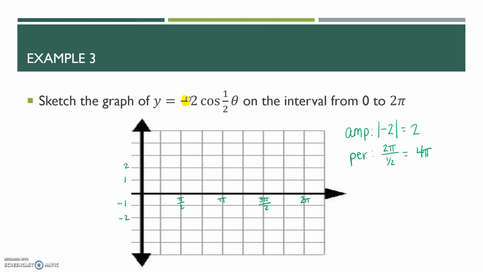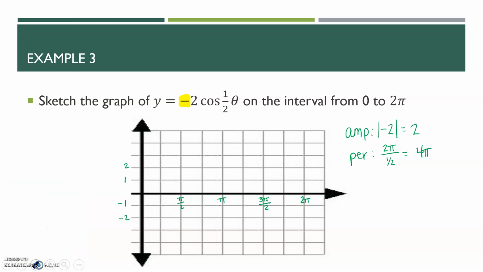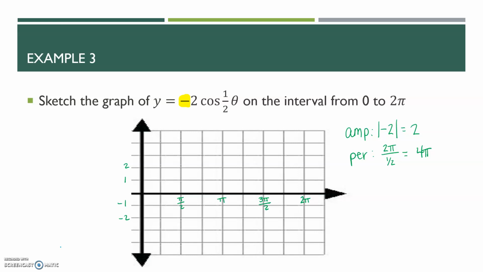And I see that there was a negative sign here, so I got to remember to start on the opposite side. Instead of starting at +2, I'm going to start at -2. But then here's the problem. The period is 4 pi, so that means that this cycle is actually going to end way out here. It's going to end past the 2 pi.